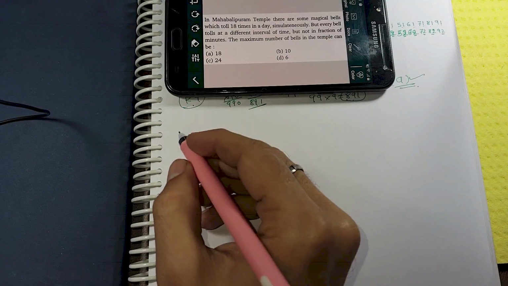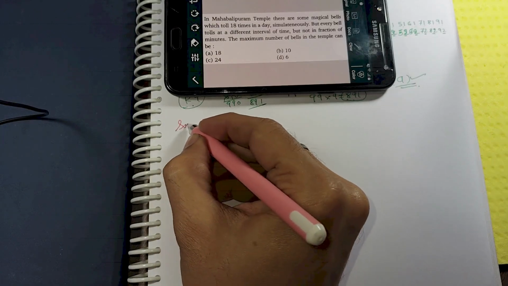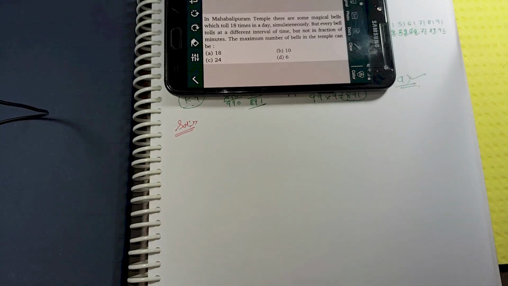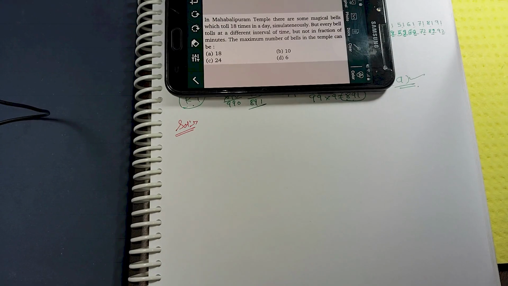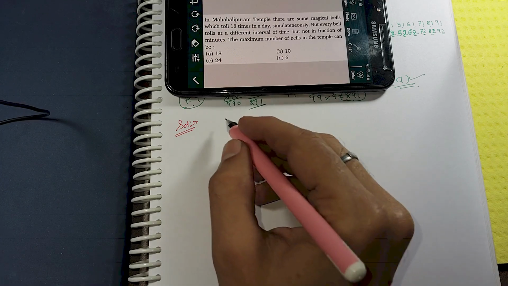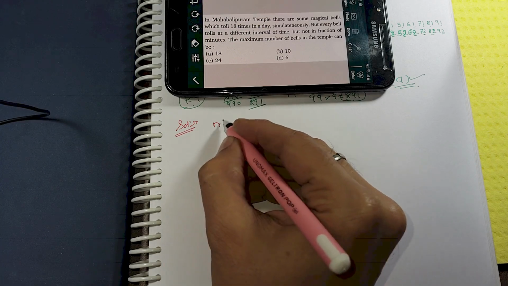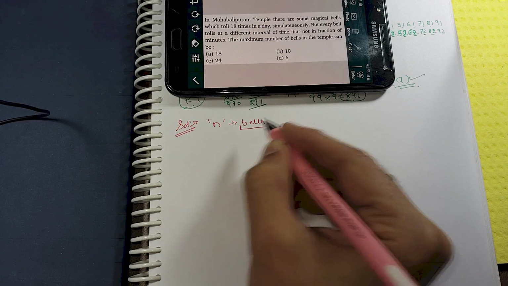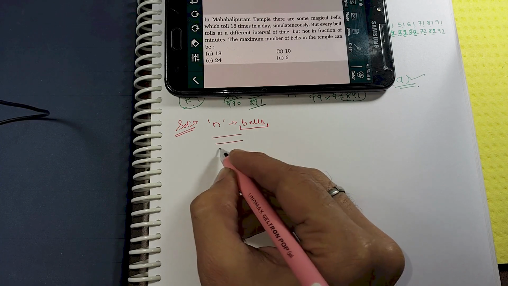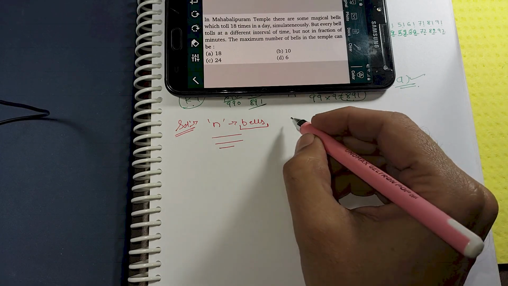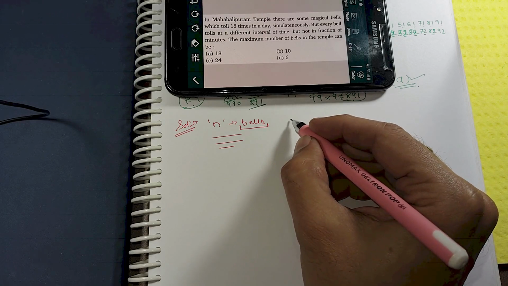In Mahabalipuram temple, there are some magical bells which toll 18 times a day simultaneously. But every bell tolls at a different interval of time, an integer number of minutes, not in fractions of minutes. The question is the maximum number of bells in the temple. So basically, let us suppose there are n number of bells. These bells ring at their individual times, but they ring simultaneously 18 times a day.